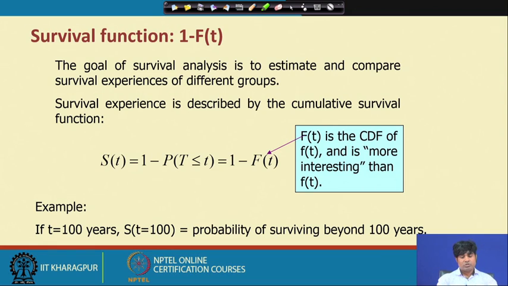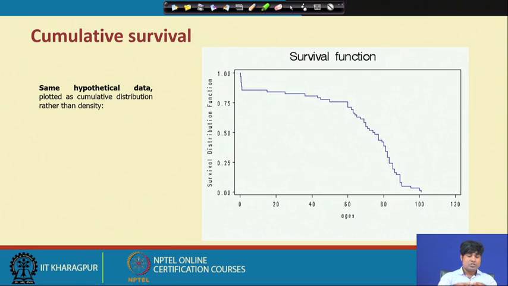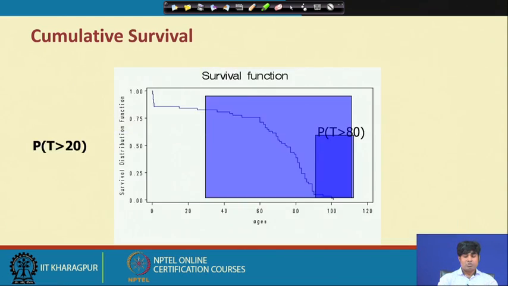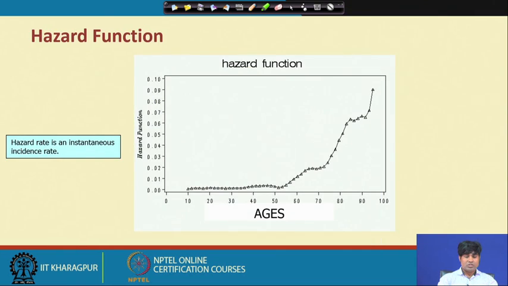So, somehow it is connected to normal density functions, and then you see here the cumulative survival in situations where we have survival functions. The hypothetical data will be like you are plotting with respect to the cumulative distribution rather than the simple density. This is another kind of example, and this is what is called the hazard function.